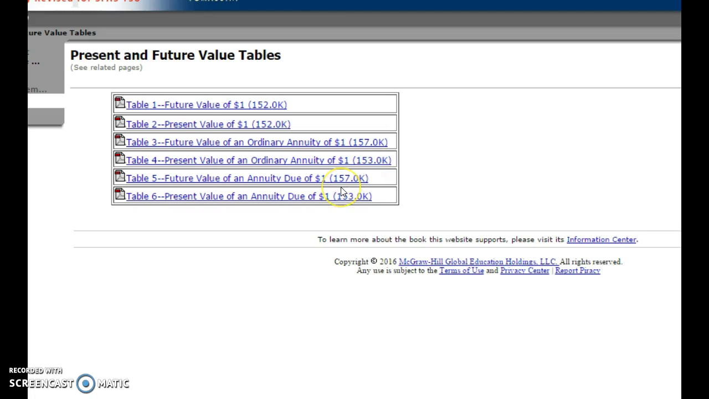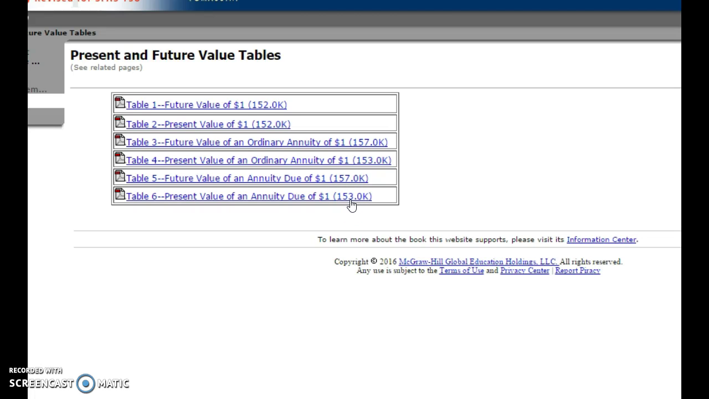Now, an annuity due means that you're going to assume the payment will be made at the beginning of the period. Because the payment is at the beginning of the period, that changes how long your money is compounding, because you're paying it day 1 instead of day 365. So that is a different calculation, and there's a separate table for that.